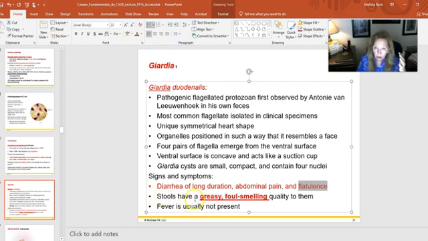So, stools don't smell great anyway, right? But sometimes, like with Clostridium difficile and with giardiasis, which is the disease we associate with Giardia, there's a very particular kind of malodor that's associated with them. Usually there's no fever, and it's usually chronic. So if somebody's had chronic diarrhea for a long time, then this is something that needs to be considered.